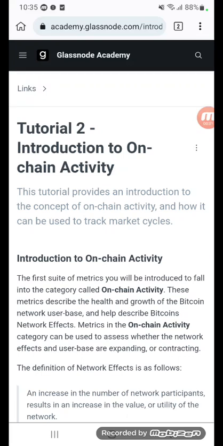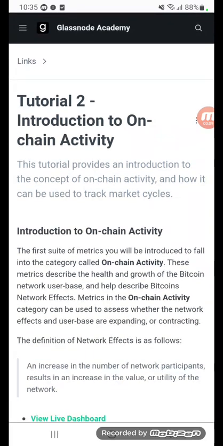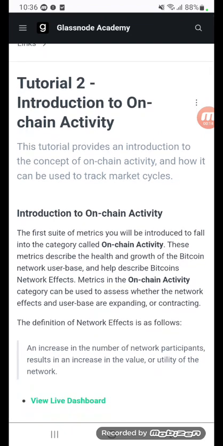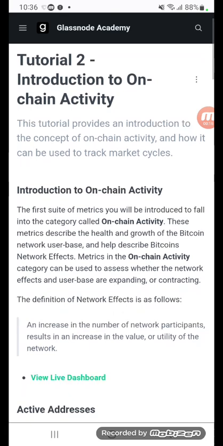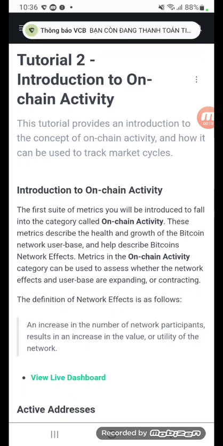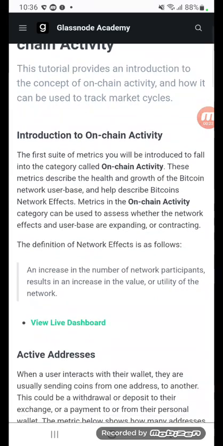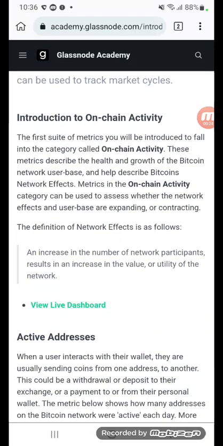Academy Glassnode Tutorial 2: Introduction to On-Chain Activity. This tutorial provides an introduction to the concept of on-chain activity and how it can be used to analyze market cycles. The first source of metrics you will be introduced to falls into the category called on-chain activity.